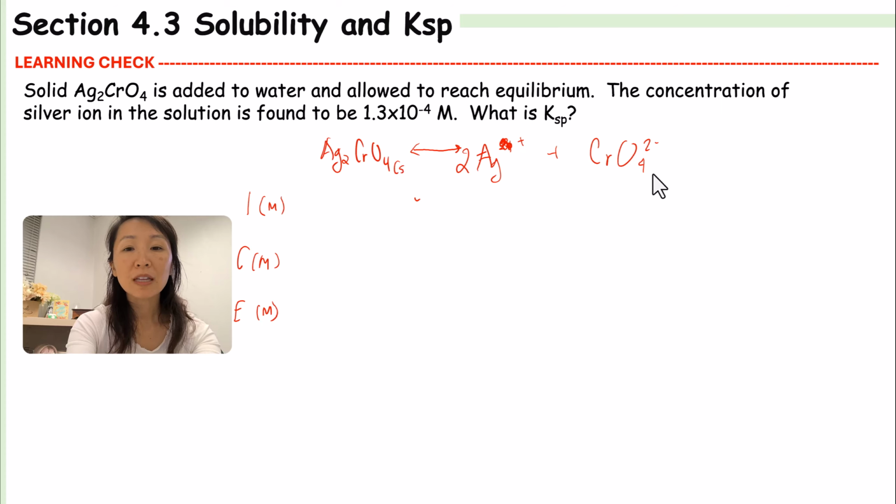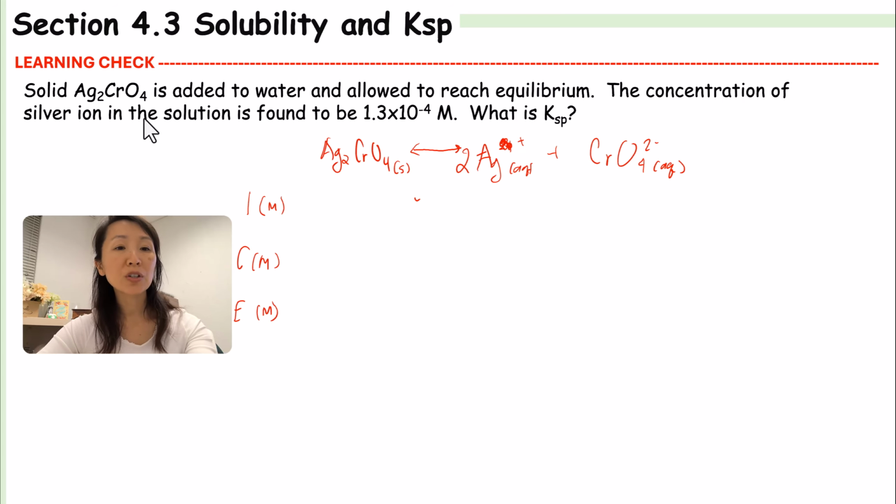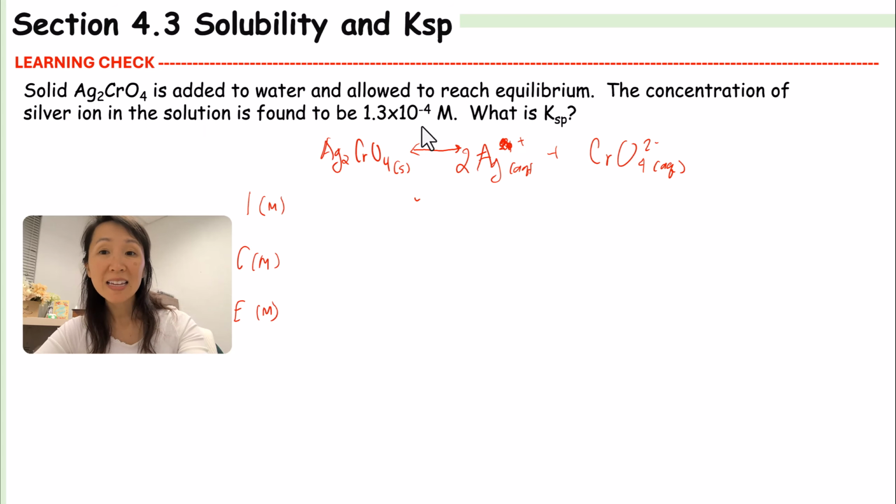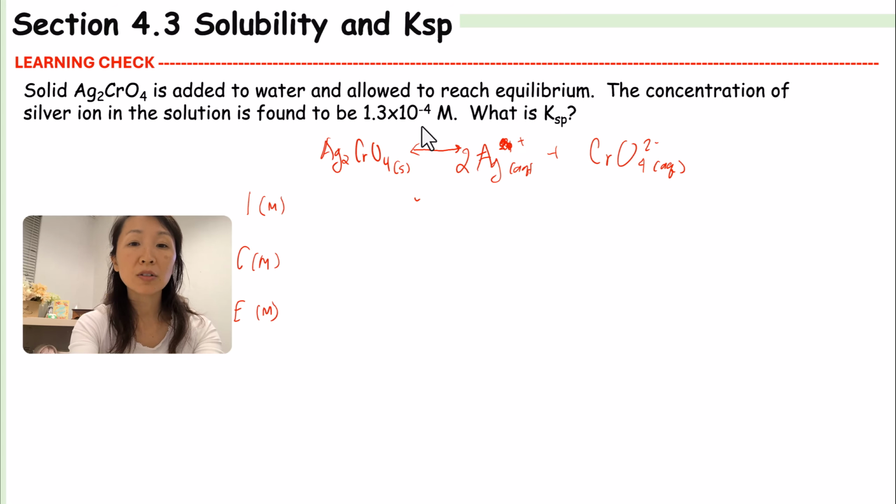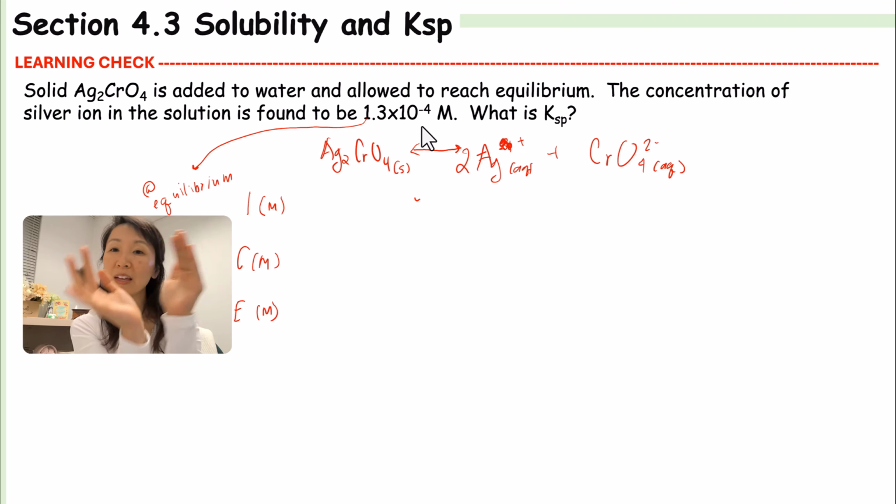Let's label all of these. This is solid, aqueous, and this is aqueous. Okay, so far so good. It says the concentration of silver ion in the solution is 1.3 times 10 to the -4. That means the silver ion concentration they're giving here is at equilibrium. So this concentration is at equilibrium. Okay, so we'll note that to the side.